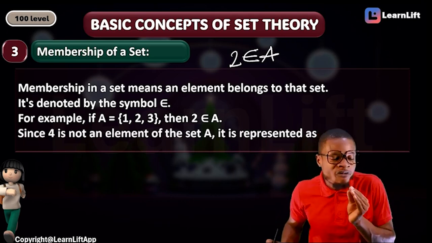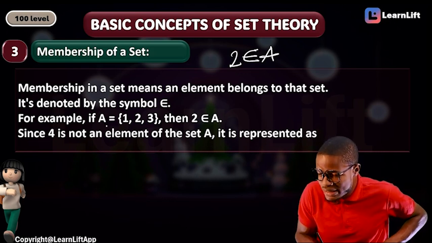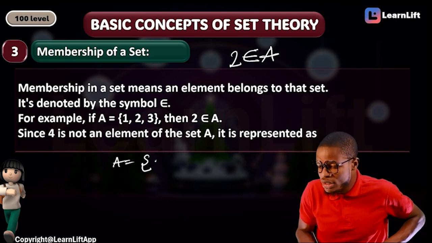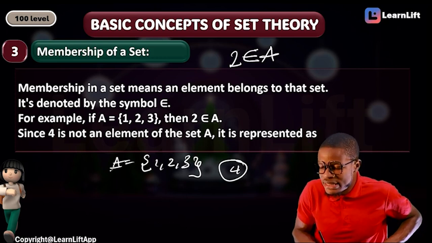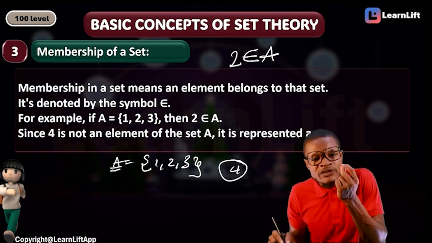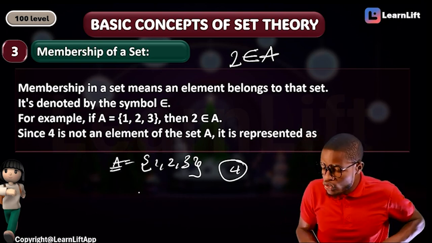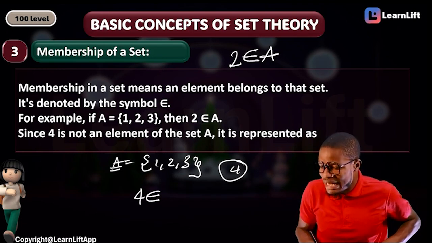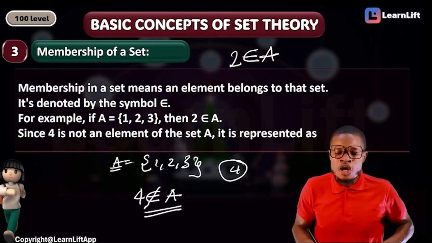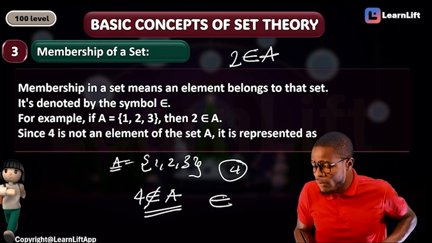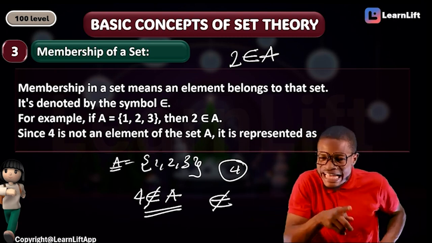Another thing is this. Since 4 is not an element, if I look at, for example, our set A, which is 1, 2, and 3, the question is: is 4 part of this set A? No, 4 is not part. So since 4 is not an element of the set A, how do you represent it? Simple. You just say 4 is not an element, or 4 is not a member of the set A. So this is how it is written. If you write the symbol of elements like this, and then you cross it, it means it is not a member, or it is not an element of that set.